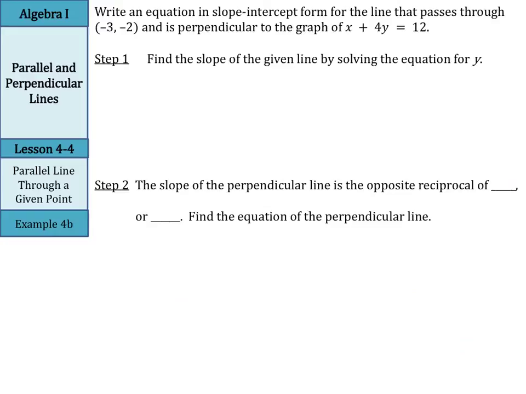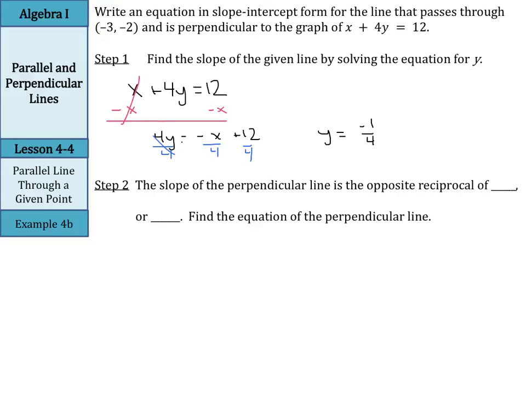As we look to do this one more time: write an equation in slope-intercept form for the line that passes through (-3, -2) and is perpendicular to the graph of x plus 4y equals 12. Let's first once more find the slope. We have x plus 4y equals 12. Let's get this into slope-intercept form. We can subtract this x from both sides, and our result is 4y equals negative x plus 12. If we divide everything by 4, we get y equals negative 1/4 x plus 3. So our slope is negative 1/4.